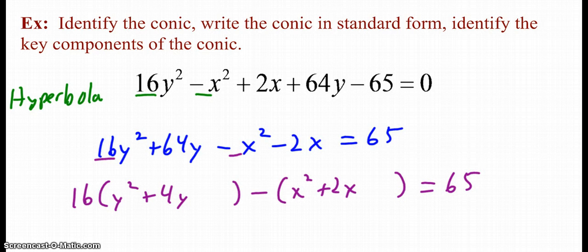Go ahead and complete the square. Half of 4 is 2. 2 squared is 4. But if I add 4 times 16, I actually have to add 64 to this side. Half of 2 is 1. 1 squared is 1. But if I added 1 and it was multiplied by a negative 1, I actually have to subtract 1 from this side.